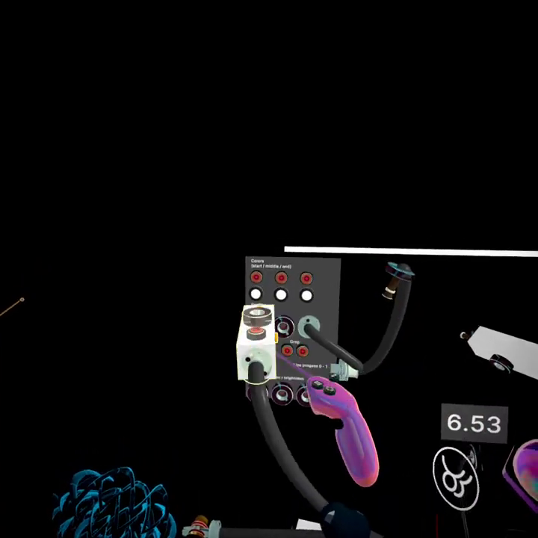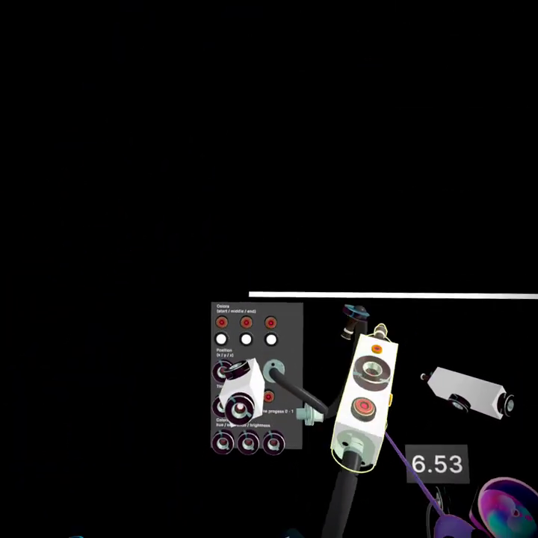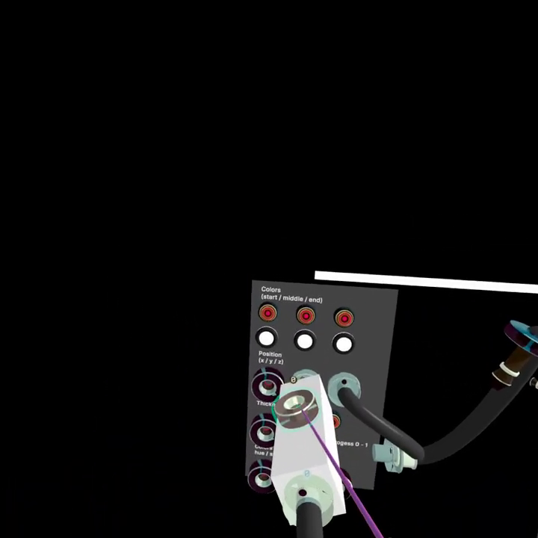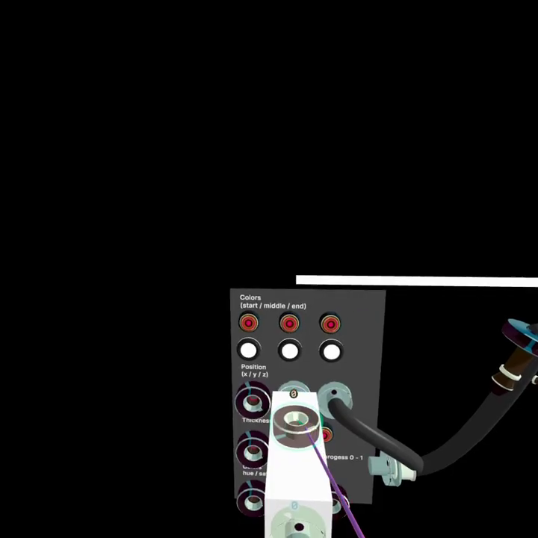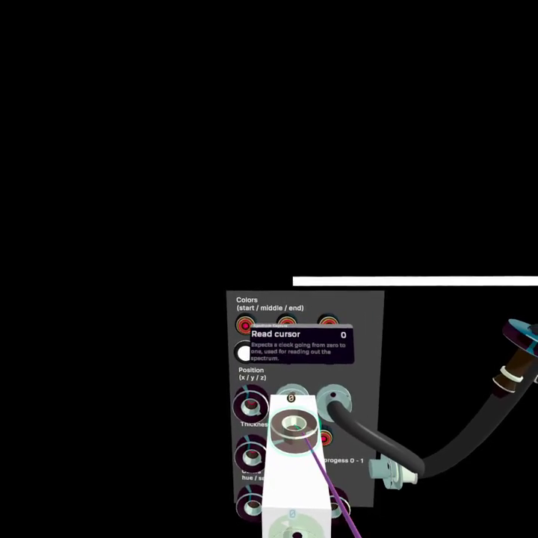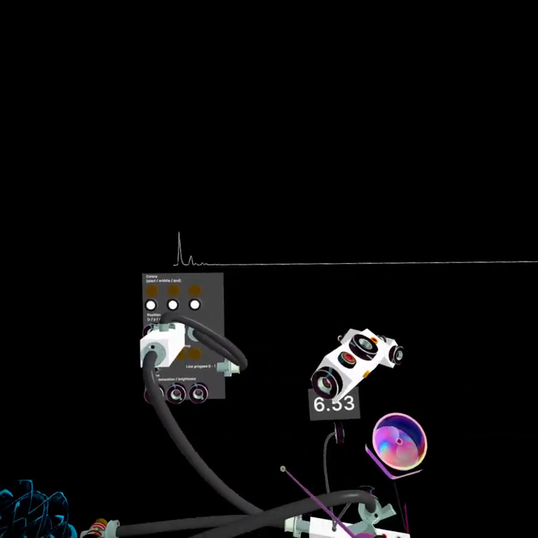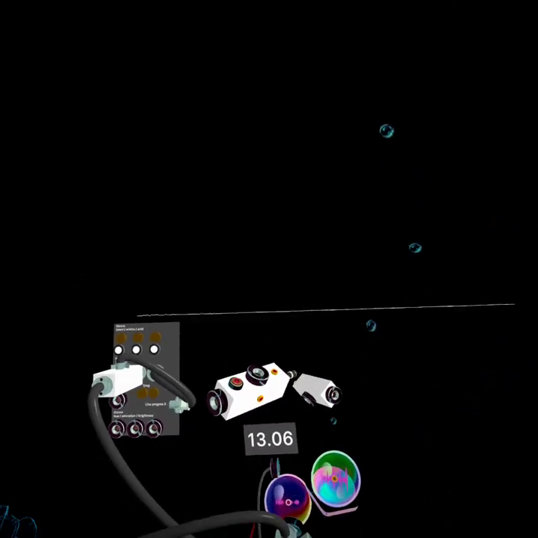But let me take the spectrum capture. You feed it the signal, and then here, this is going to read the whole spectrum going from 0 to 1. Let's put a different sound. With a higher number, this would be broader. Look.